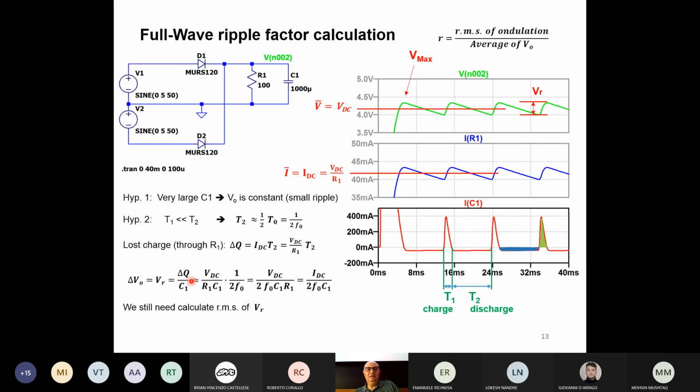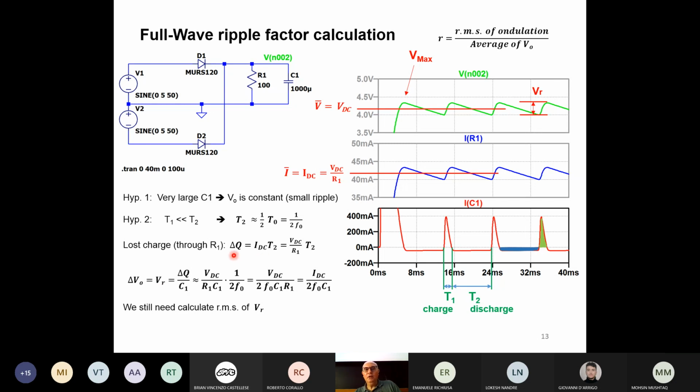We know that we can write delta V equals delta Q over C1. So if we can calculate delta Q, we can calculate the delta V. That is the ripple voltage. That's what we are going to do.